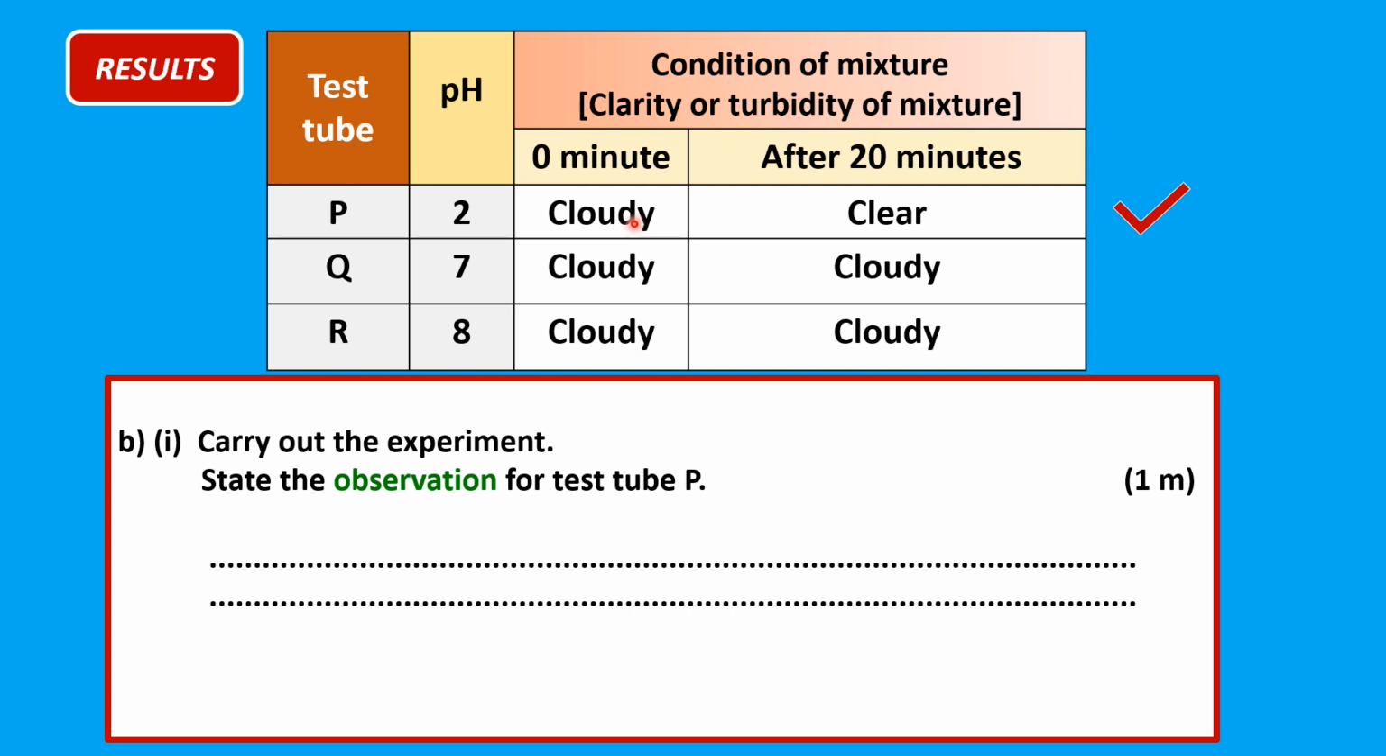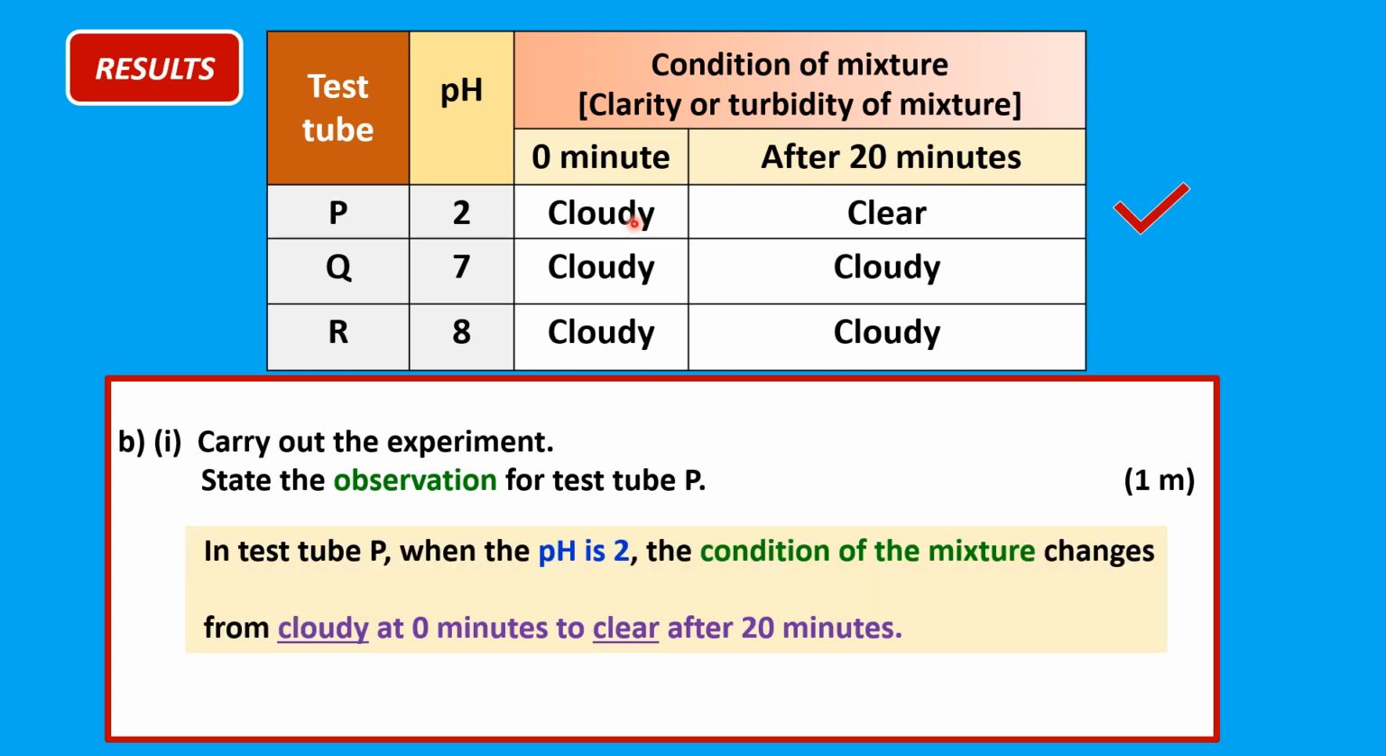All right, let's look at the answer. So this is a good observation. In test tube P, start from the left-hand side here. In test tube P, when the pH is 2, follow from the table, the condition of the mixture, this is the title here. In brackets you can even put clarity and turbidity of the mixture. It changes from cloudy at 0 minutes to clear after 20 minutes, correct? So that is your observation.